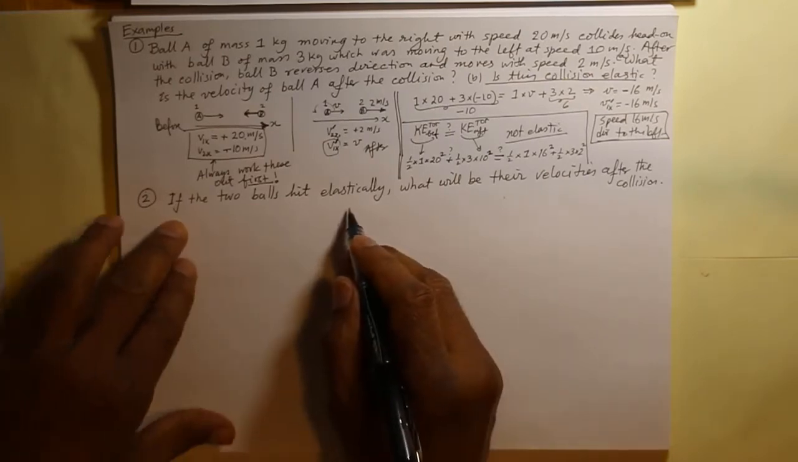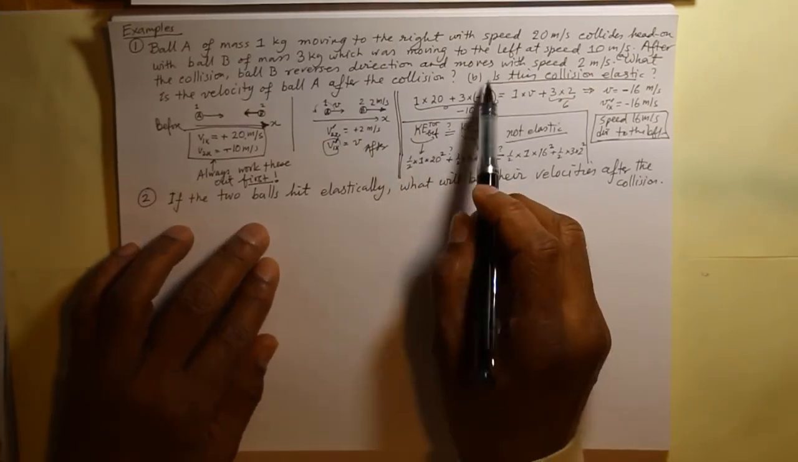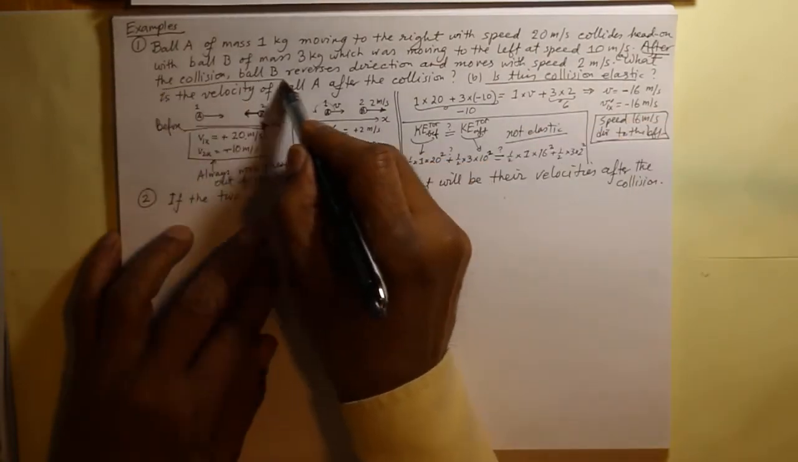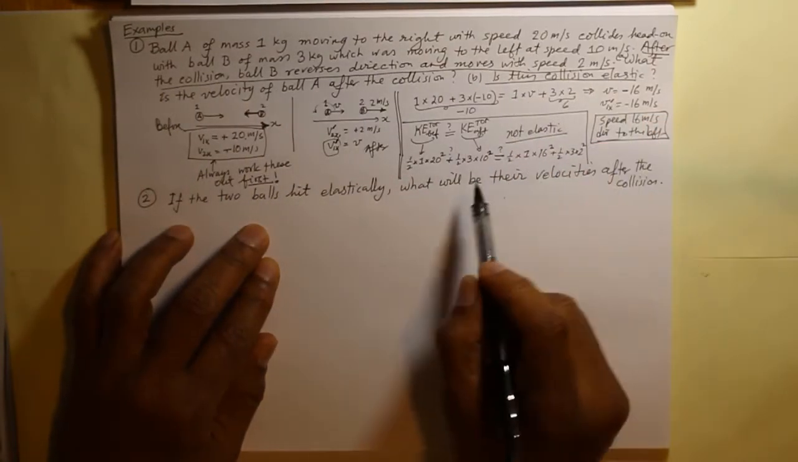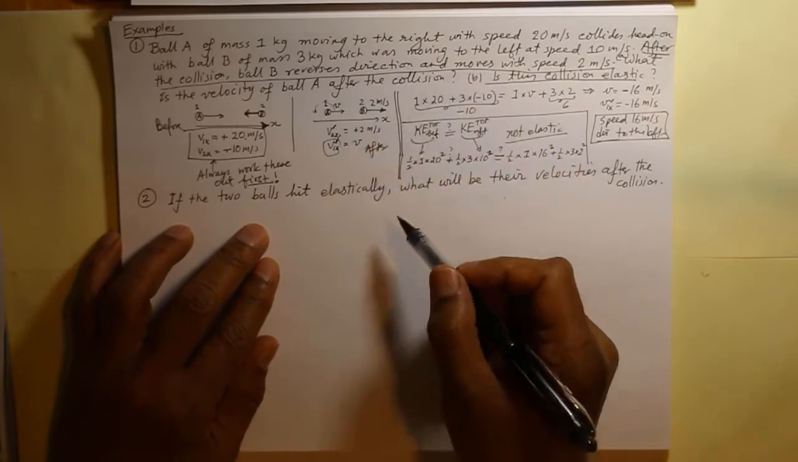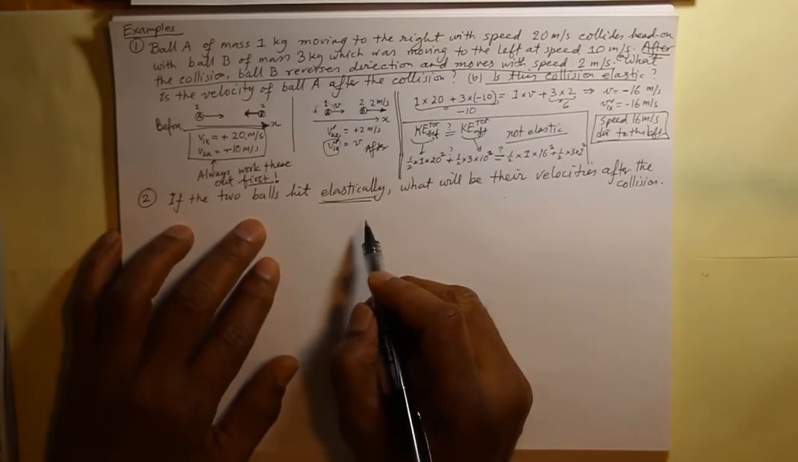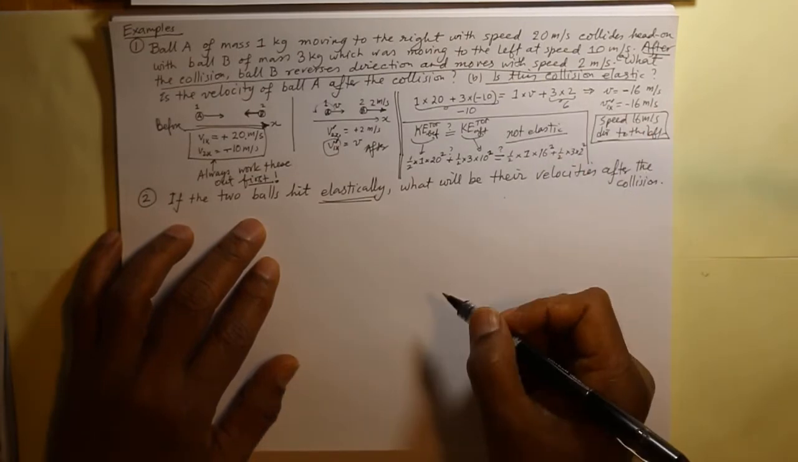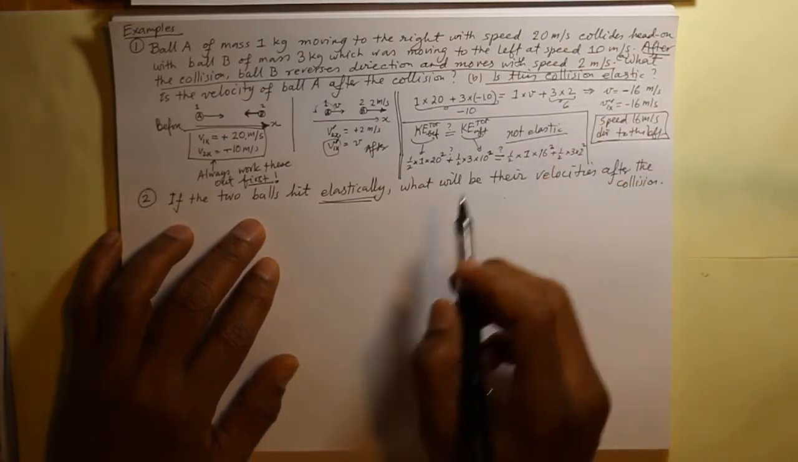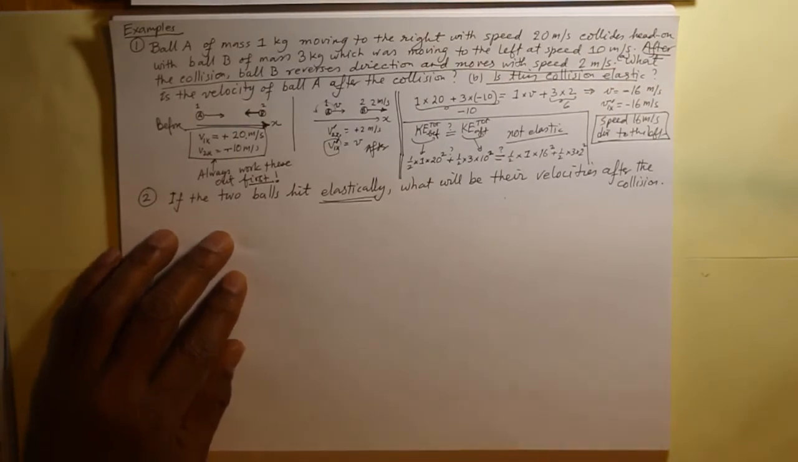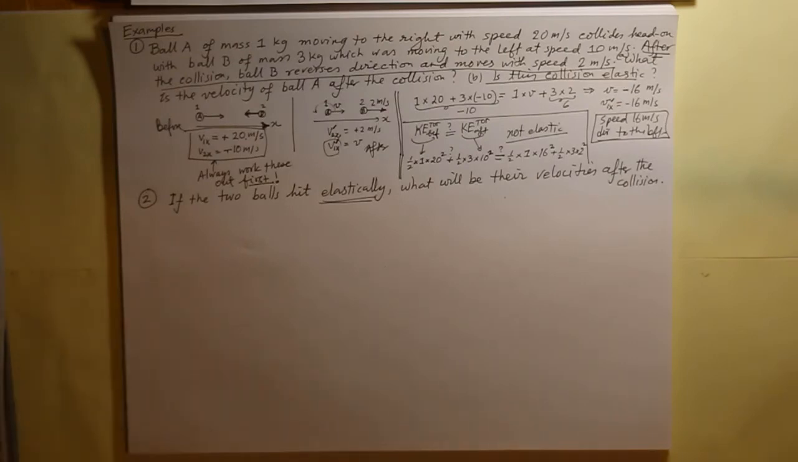The second problem says to forget about the data given for after the collision. That was the case if it was some kind of inelastic collision. Suppose it was elastic. What would be the velocities after? So this 2 meters per second doesn't apply anymore. So we are going to work out this problem. Let's see what we get.